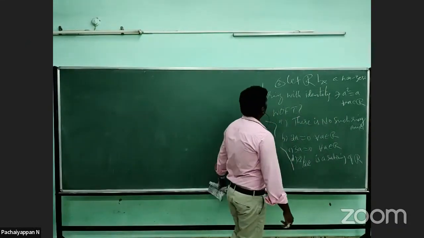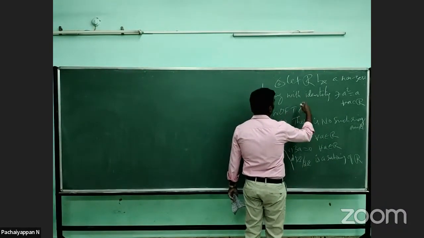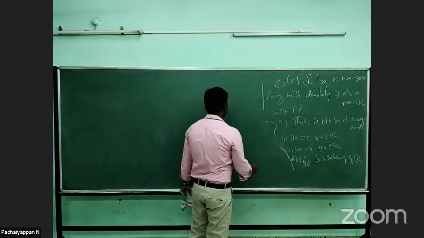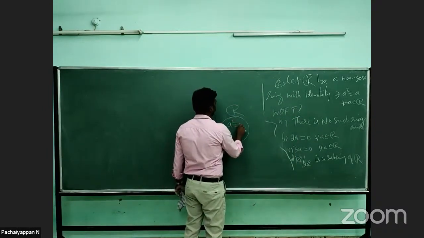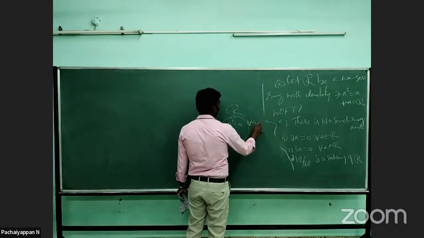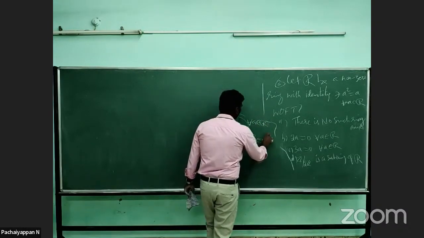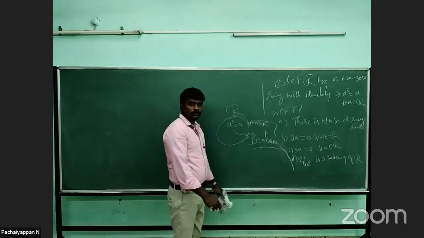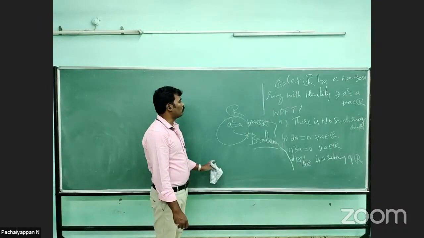Okay, anyway. What is this problem? Let R be a non-zero ring with identity that has this property: a square equal to a for every a in R. This is called a Boolean ring. Very good. This is a Boolean ring.